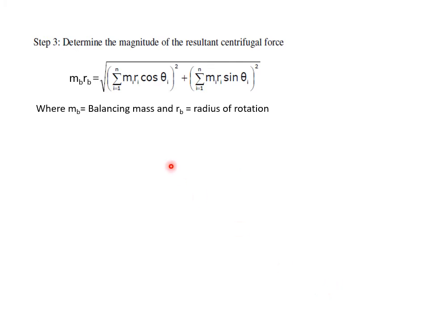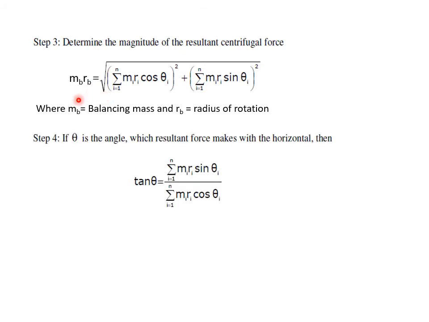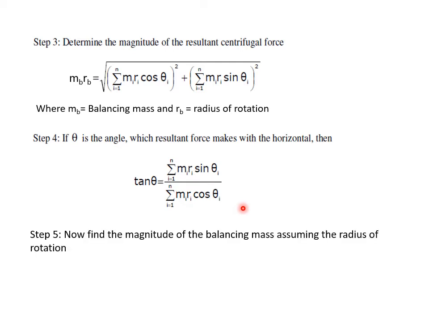Now once we get this, we have to find the magnitude of mb rb. mb rb is given by the square root of sigma mi ri cos theta i whole square plus sigma mi ri sin theta i whole square. So with this we find mb rb. My next step would be to find the angle at which my mb rb vector exists. That we do by sigma mi ri sin theta i upon sigma mi ri cos theta i, and then we take tan inverse to find theta. To find the magnitude of the balancing mass required, we have to assume the radius, or usually the radius is available with us.